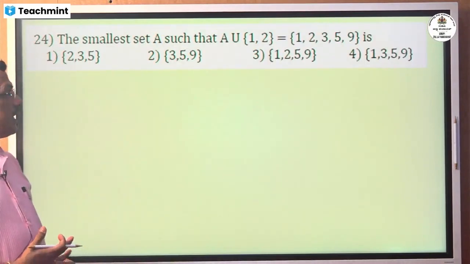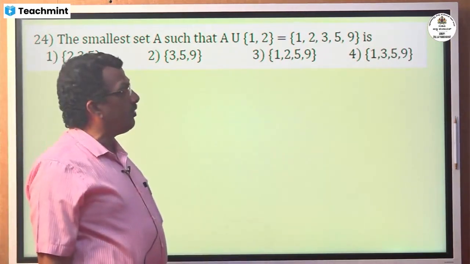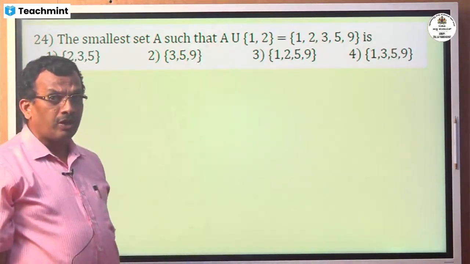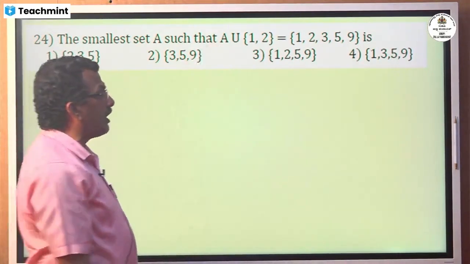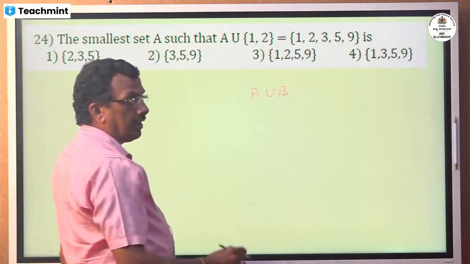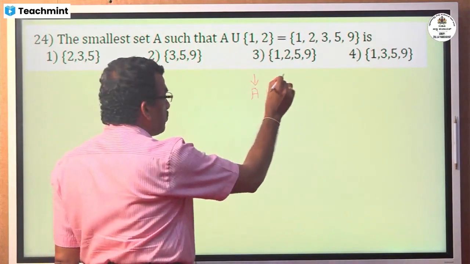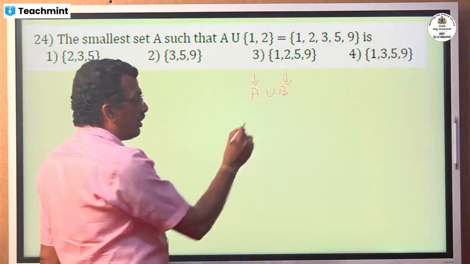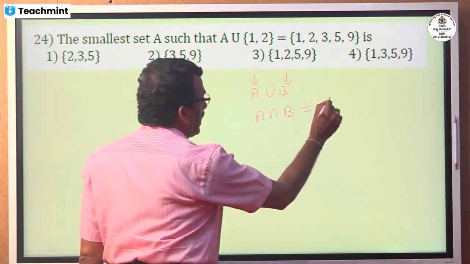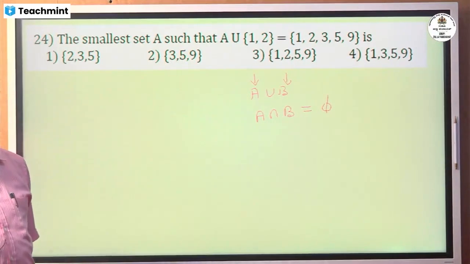The smallest set A such that A union {1, 2} is equal to {1, 2, 3, 5, 9} is. A should be the smallest set. Any biggest set can be taken, but I have to say which is the smallest set. Whenever the union of two sets is given, if either one is to be called the smallest, their intersection is always a null set. The intersection must be a null set. There will be no common element among them.